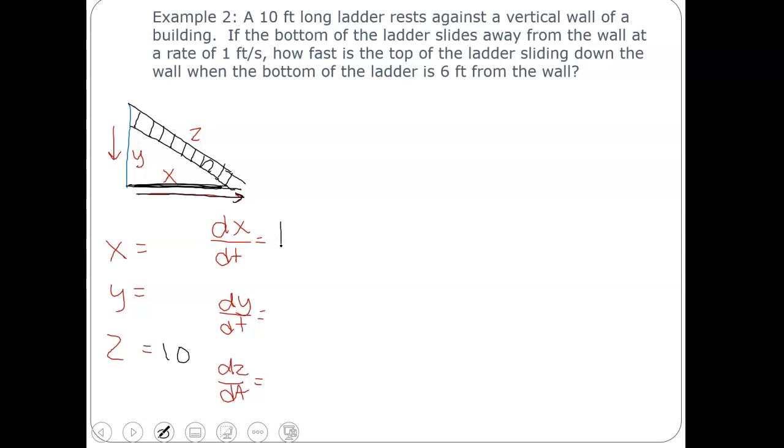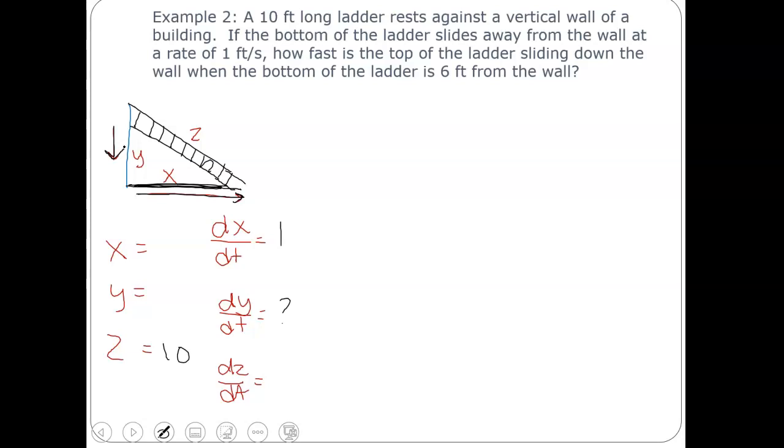How fast is the top of the ladder sliding down the wall? So I'm looking for dy/dt. And dy/dt, when I get my final answer, better be negative, because that length is shrinking. If you're going to a point, then that's shrinking, it's getting smaller. If you're moving away from a point, it's growing, it's getting larger.